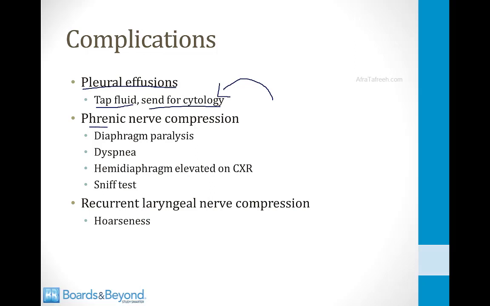Lung tumors can compress the phrenic nerve. When this happens, you get paralysis of the diaphragm on one side of the body. This can lead to dyspnea. On a chest x-ray, you can see elevation of the hemidiaphragm on the affected side.